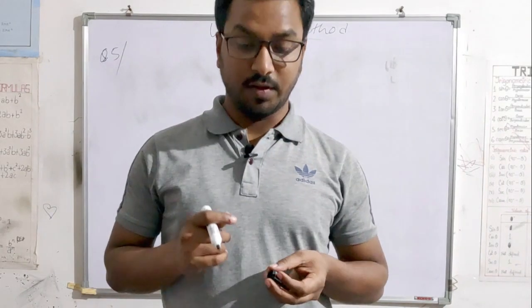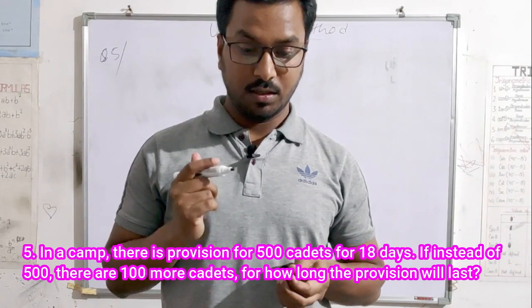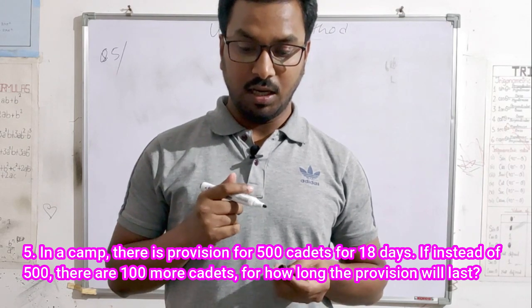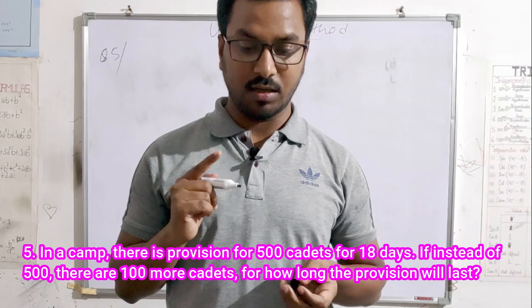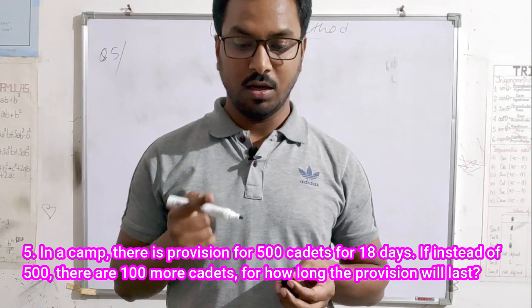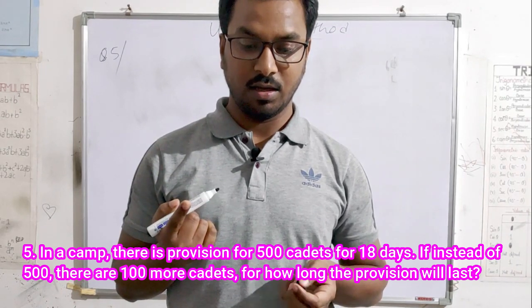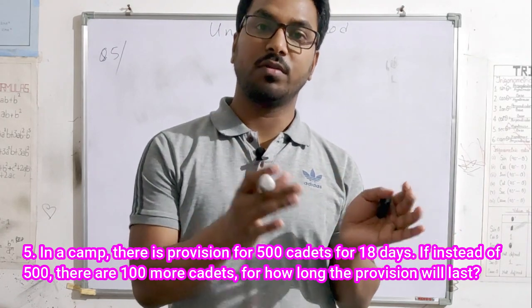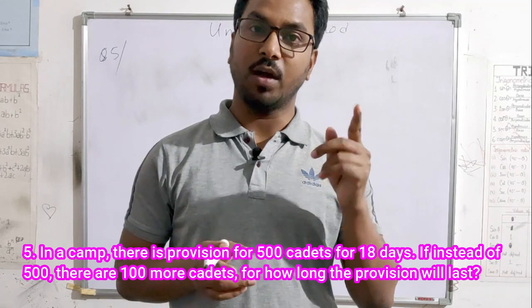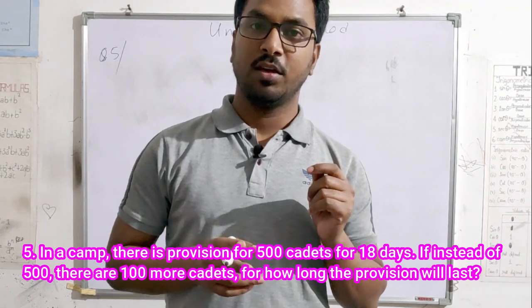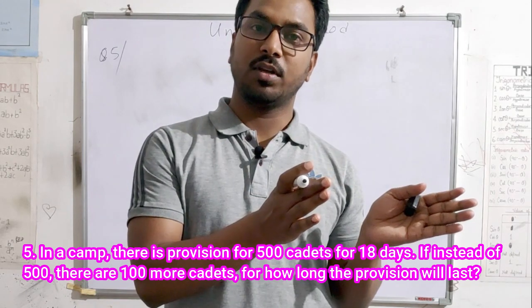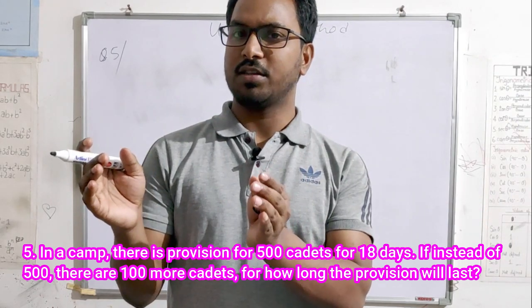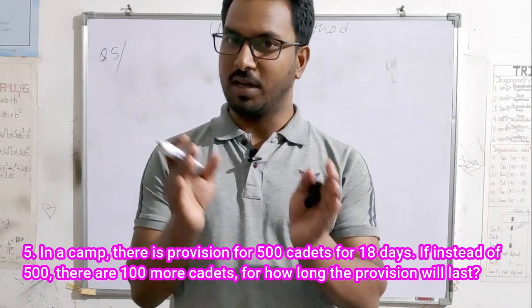So our next question is given. In a camp there is provision for 500 cadets for 18 days. If instead of 500 there are 100 more cadets, for how many days will the provision last? Okay, so suppose there is some food, and that is provision for only 18 days for 500 cadets. If 100 more cadets join, will that food last for 18 days? No, it will not. It will be less, right?